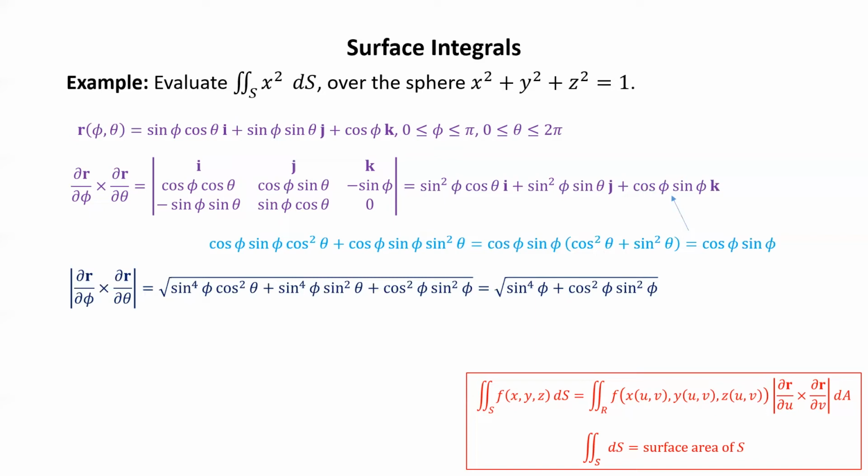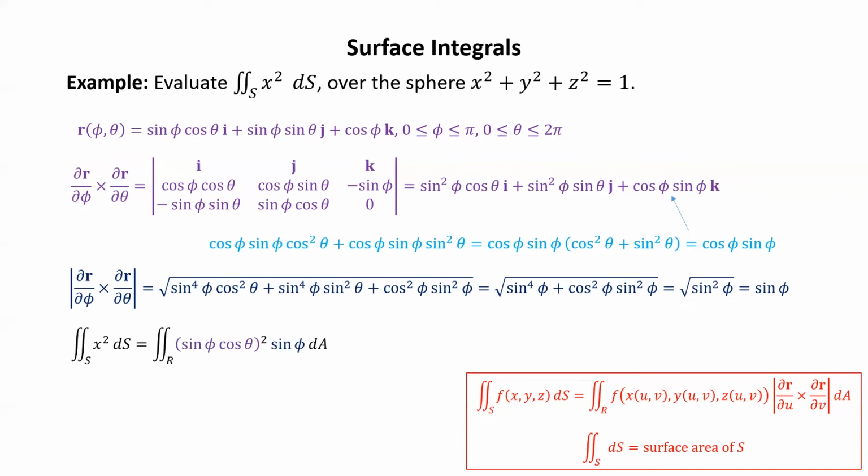And once again, now we could factor out sine squared phi from both terms, and we're left with sine squared phi plus cosine squared phi, which is just 1. So we get the square root of sine squared phi, which is just sine phi. Since phi is running between 0 and pi, meaning the angle is in either the first or second quadrant, and the sine of a first or second quadrant angle is non-negative, the square root just cancels the square. We do not need to worry about absolute values here. We're now ready to compute the surface integral.